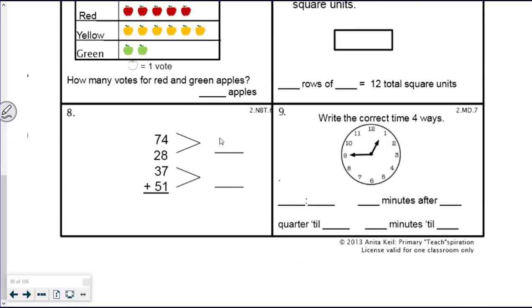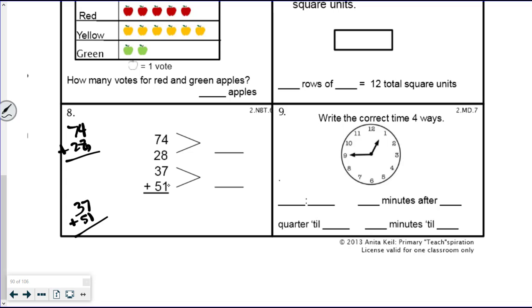Number 8, you're going to rewrite these. You got to show your work. You can't just write the answers. I say this every time. You have to write out the problems and show me you understand how to get the answers. So 74 plus 28, then you're going to solve 37 plus 51. And then you're going to take these answers, rewrite those to get your total. Pause your video and do number 8.